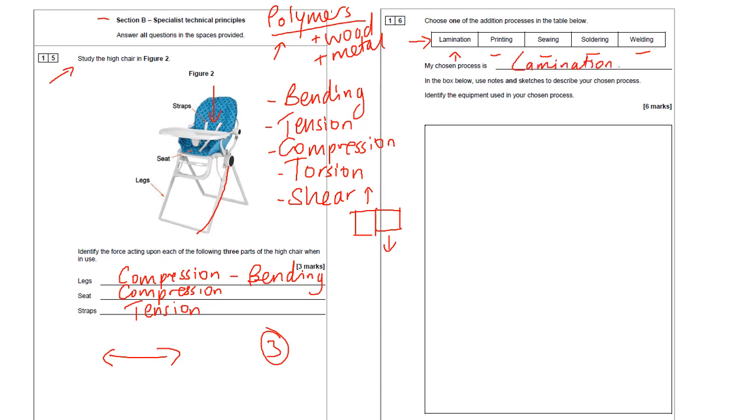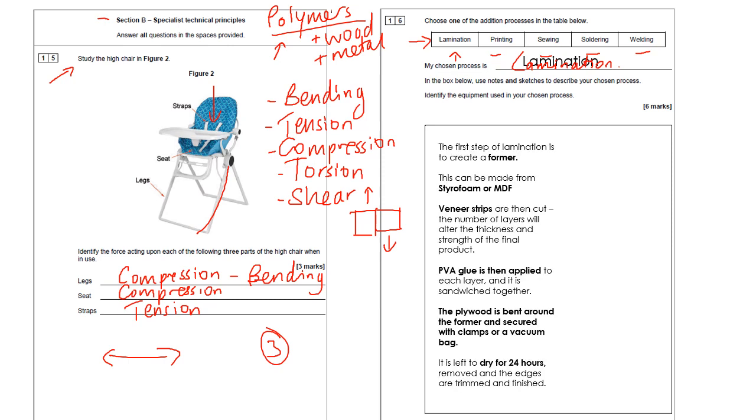Now you're probably thinking, well, what, like laminating paper in a little plastic pouch? Well, actually that would get you marks in this question, but the steps I'm going to go through are how to do plywood lamination. So these are the steps that I would put for this question. The first step of lamination is to create a former. What we mean by a former is a mold. So say we were making a shape like this, we would need maybe a piece of styrofoam that was actually this shape.